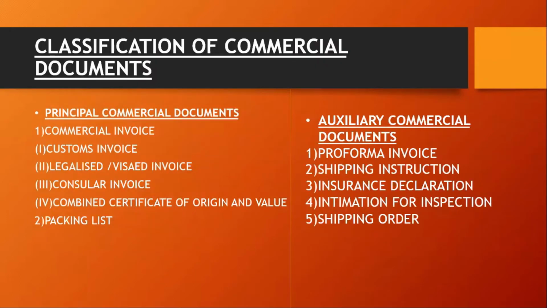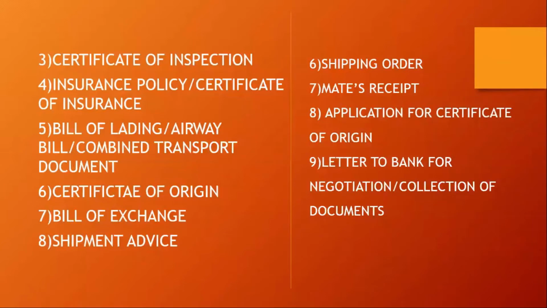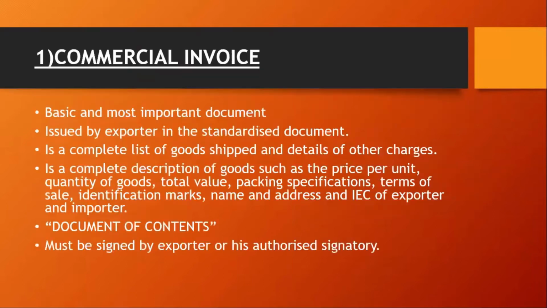Coming back, we have auxiliary commercial documents, under which we have proforma invoice, shipping instruction, insurance declaration, intimation for inspection, shipping order, mate's receipt, application for certificate of origin, and we have letter to bank for negotiation or collection of documents.